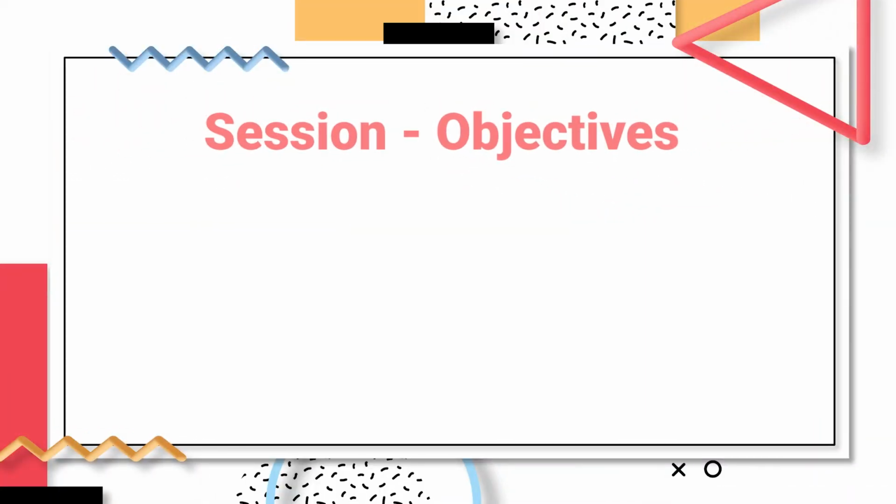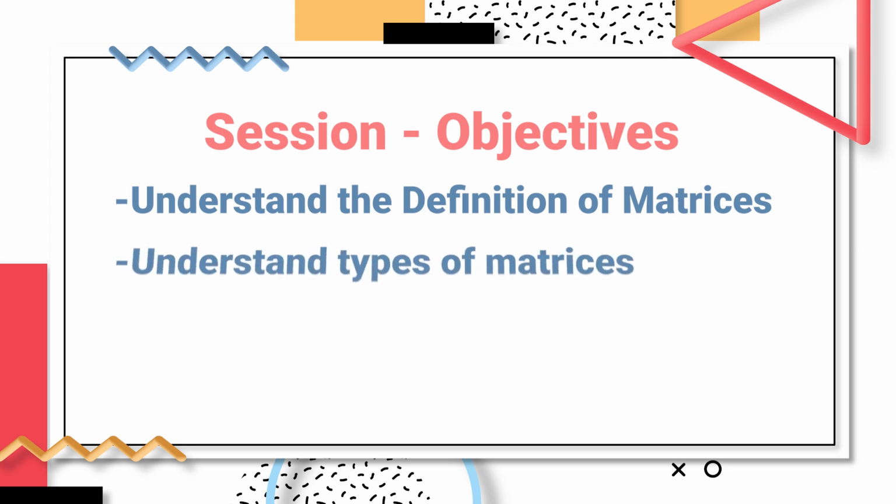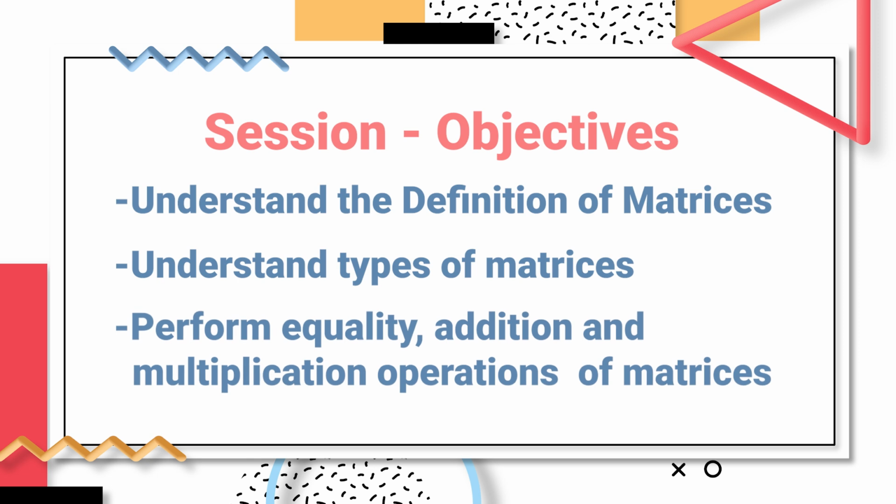Now, in this session, we are going to discuss several things. The session objectives are to understand and define matrices. Apart from this, we are going to learn about the different types of matrices and perform equality, addition, and multiplication operations on matrices. Firstly, we understand what a matrix is.